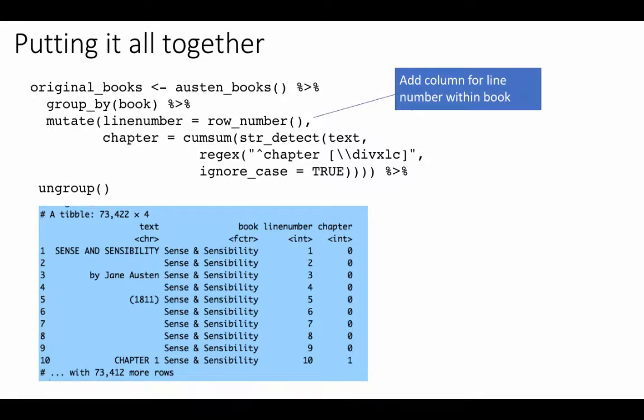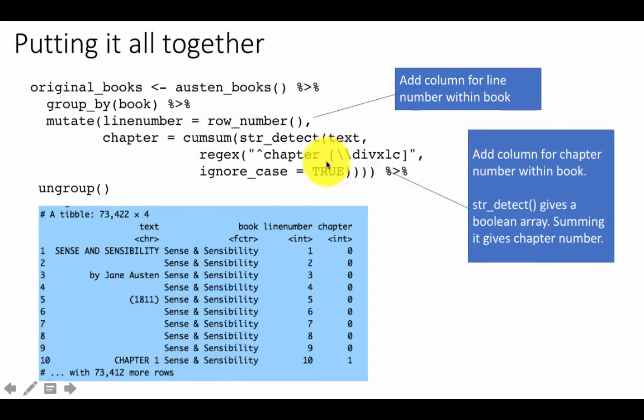So as we said earlier, the row number function is going to put the row number within the book because we've grouped by book. And this part is going to do the chapter number within the book, again, because we've grouped by book. Okay. So now let's first verify that things have happened as we planned for them to happen.